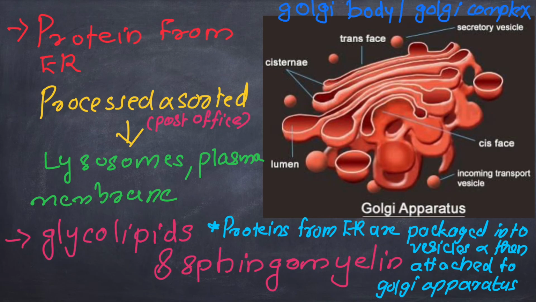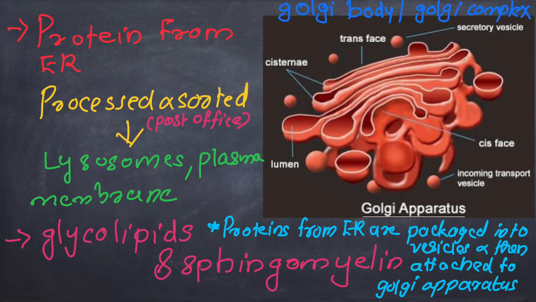These are called Golgi body or Golgi complex or Golgi apparatus or simply Golgi. They are called the post office of the cell. Why? Proteins synthesized from the endoplasmic reticulum are processed and sorted here. That's why they are called the post office of the cell.